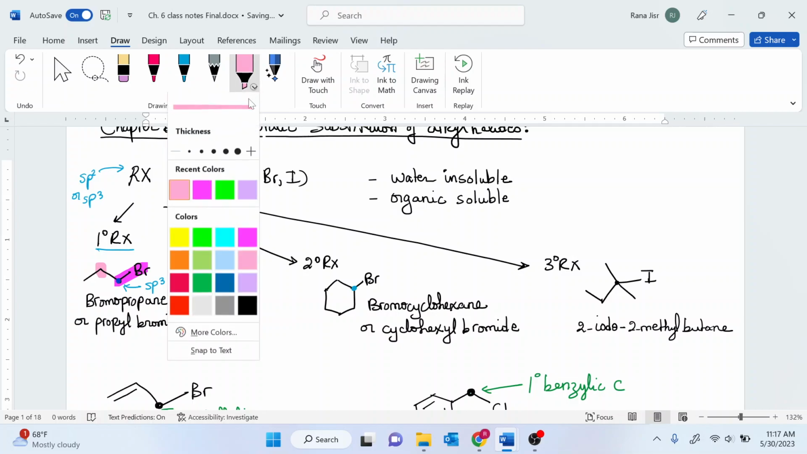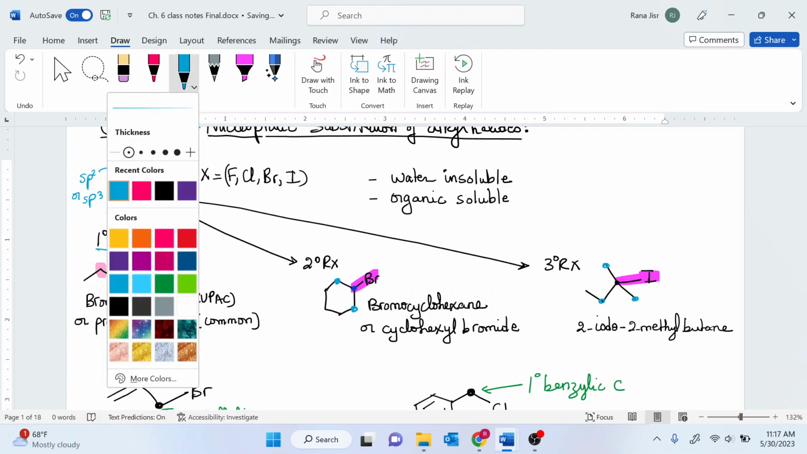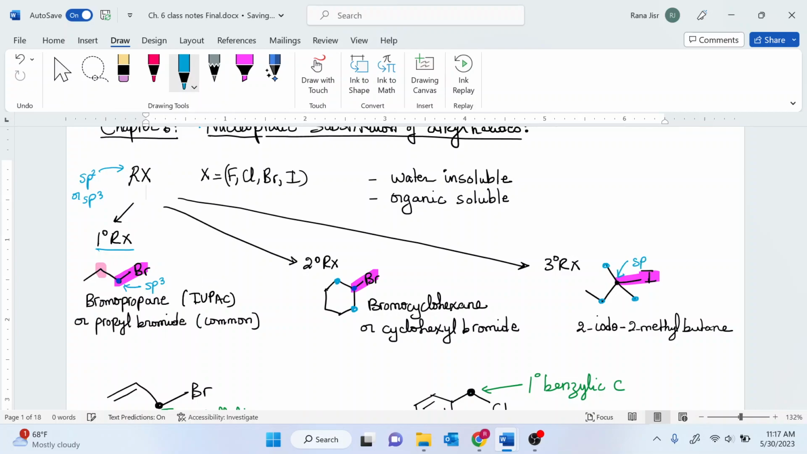If your alkyl halide is a secondary alkyl halide, then it needs to be connected to two carbons. And if it is a tertiary alkyl halide, then it's going to be connected to three carbons. Notice that I am highlighting the carbon that is attached to the halogen, and this is how I determine the type of the alkyl halide. Now, this carbon, as I said, has to be sp3 hybridized for the nucleophilic substitution to happen.